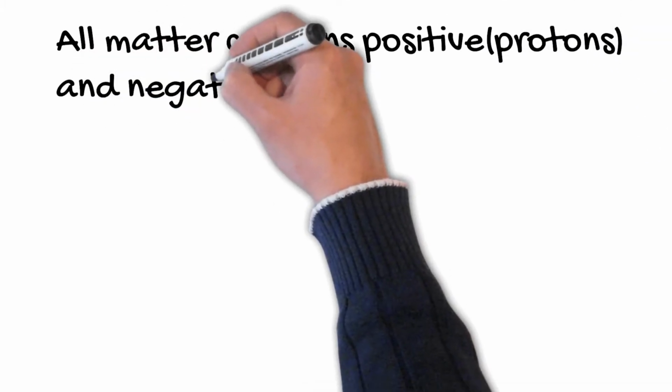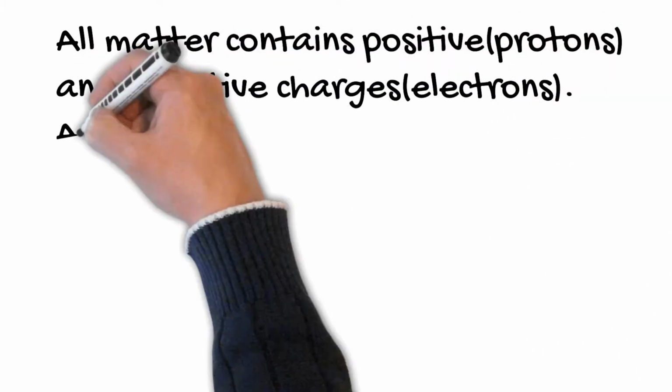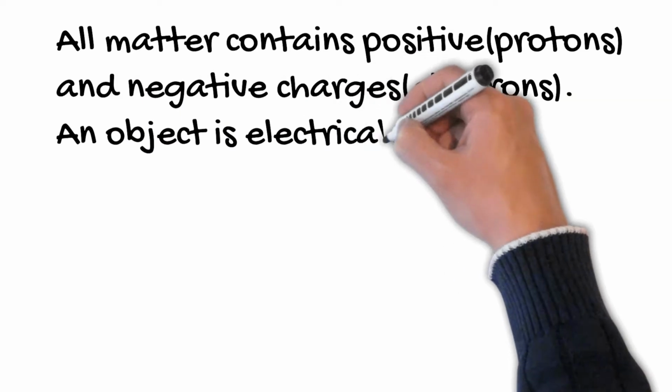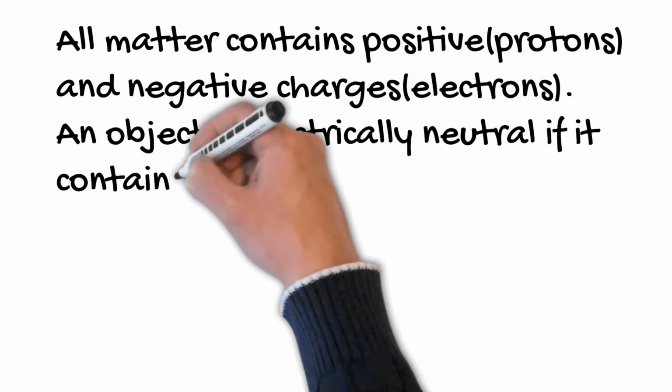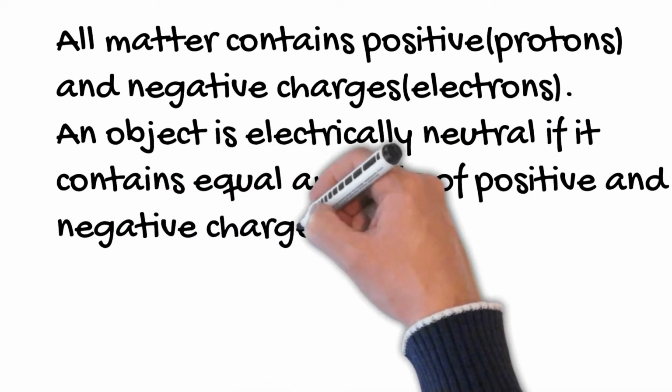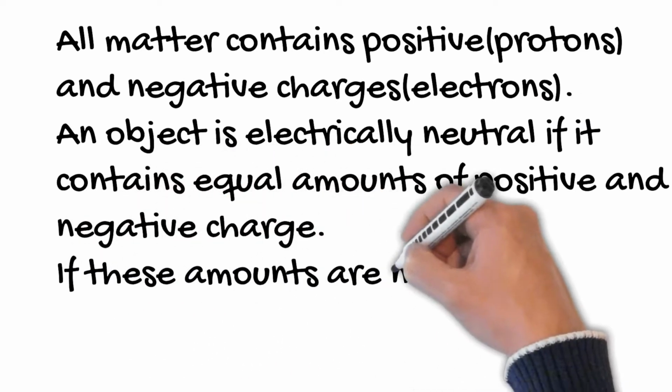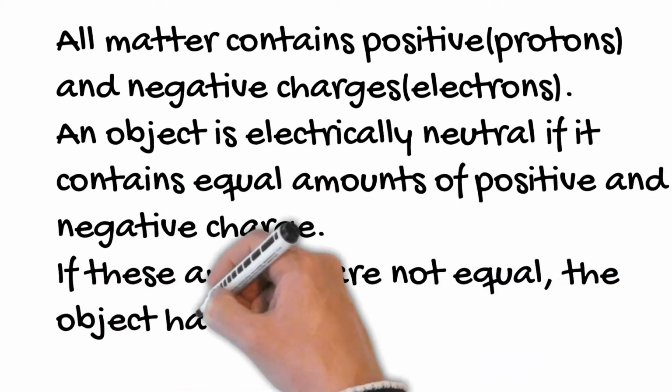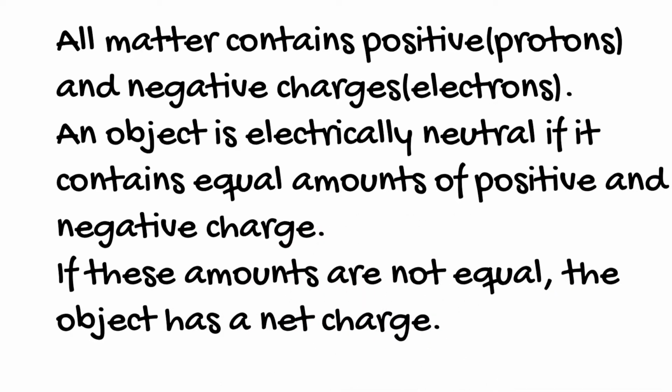Now we know that all atoms are neutral because they contain equal number of protons and electrons. But if we remove an electron, it becomes positively charged. If we add an electron, it becomes negatively charged. So basically, charging is adding or removing electrons.